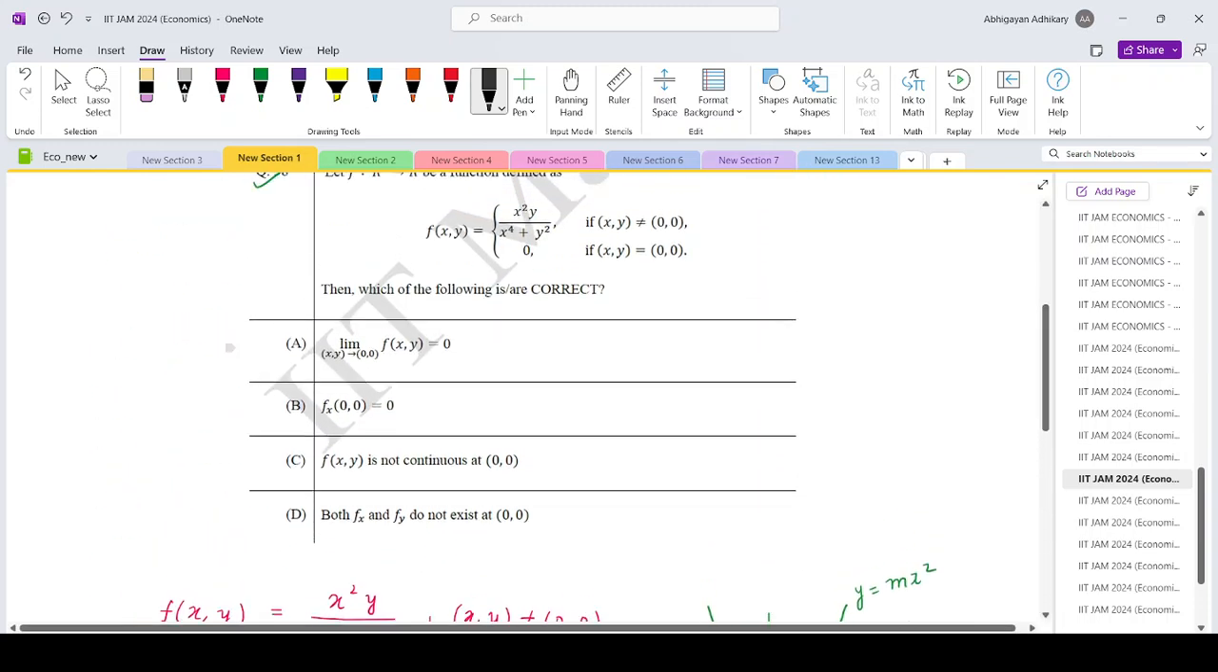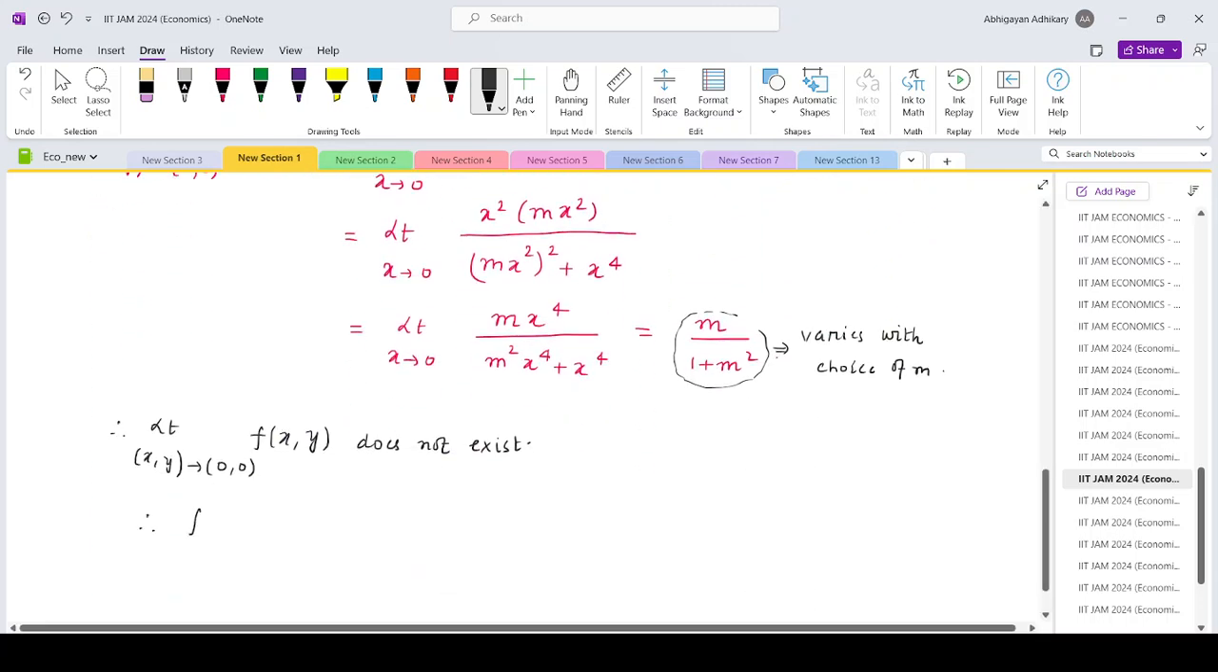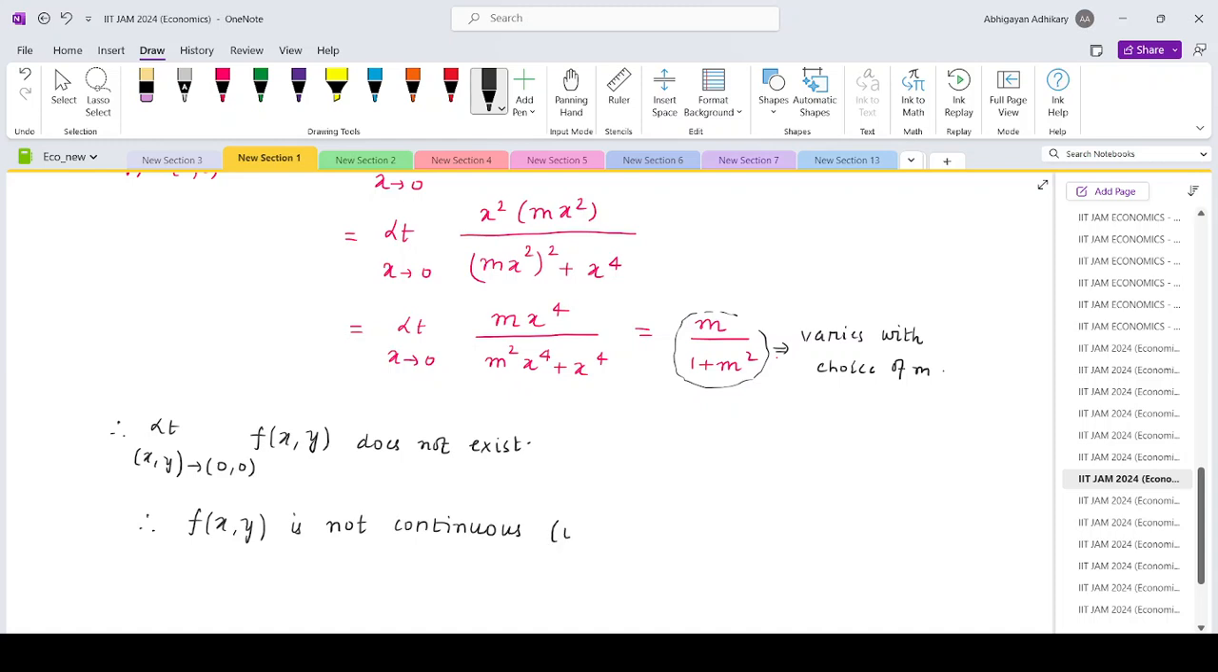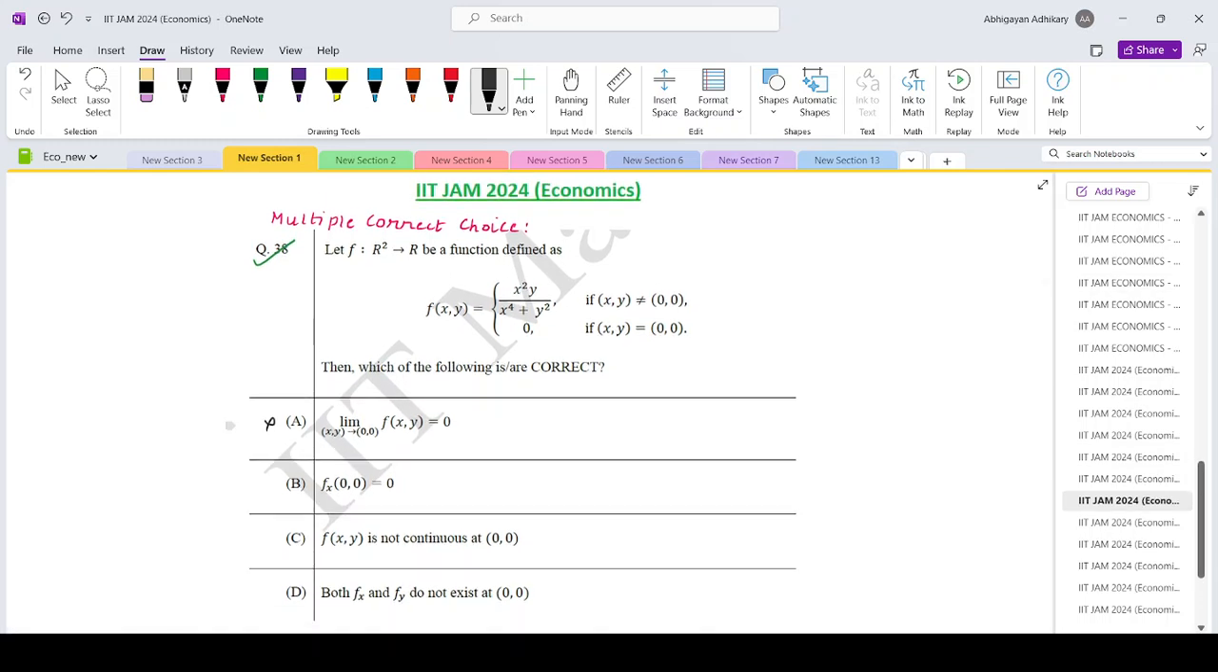So that means the first option is wrong. However, if you recall, if the limit does not exist, that means f(x, y) is not continuous at (0, 0), right? That is automatically implied. If the limit does not exist, then there is no question of continuity. This is the exact option given to you as option C. So option C is correct. Okay, A is wrong, C is correct.